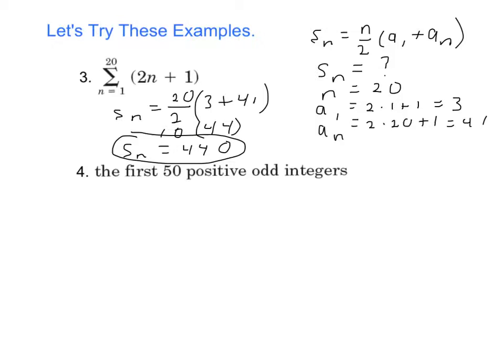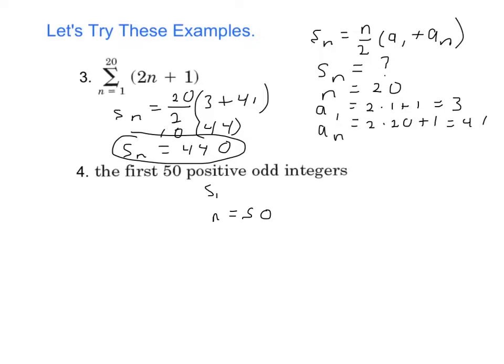All right, let's go try another one. For this next one, I just want to set it up, and I'm going to let you finish it. Make sure you finish it, so in your Cornell notes you'll have it in case we ask you some questions on it. What does it say first of all? The first 50 positive odd integers. So I know there's how many of them? Well, 50. So what's my n value? Well, it's going to be 50.